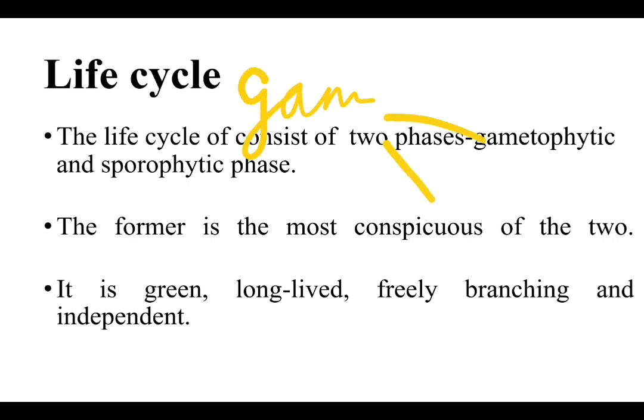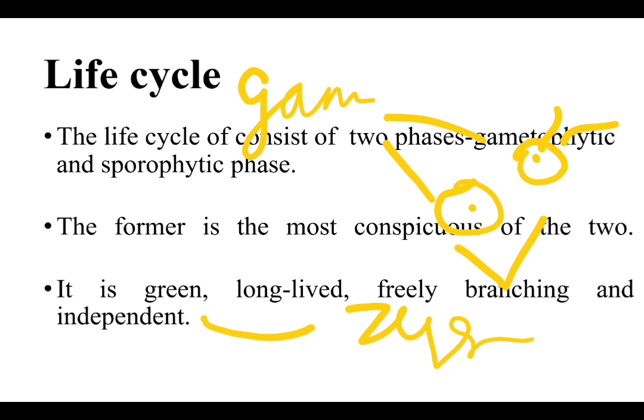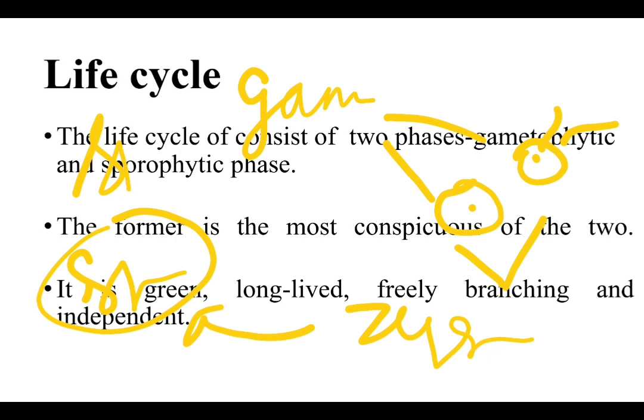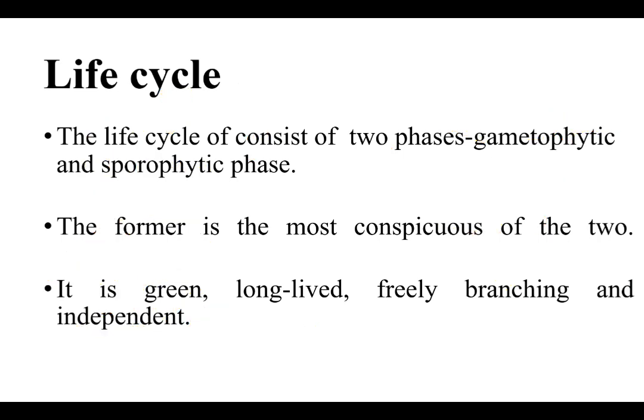It will produce two types of gametes, that is male gamete and female gamete. They fuse to form zygote. Zygote produces sporogonium. It is a specialized sporophytic structure. This sporogonium has foot, seta and capsule. Inside the capsule, spores are formed. These spores germinate to form again the gametophytic plant. So the overall life cycle is this.